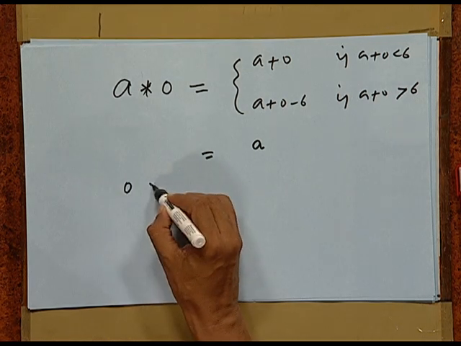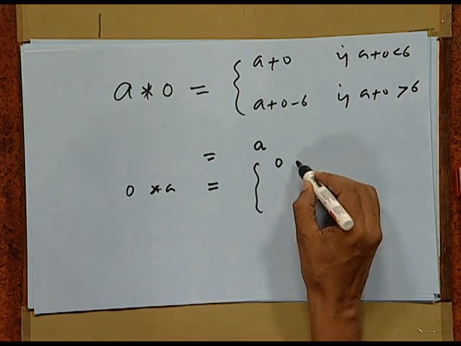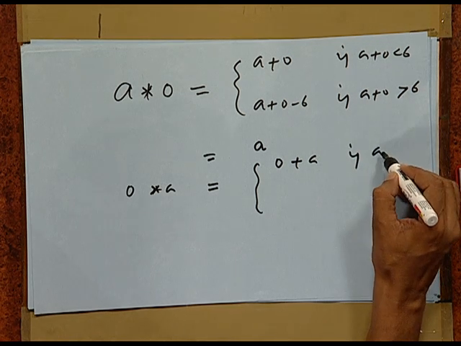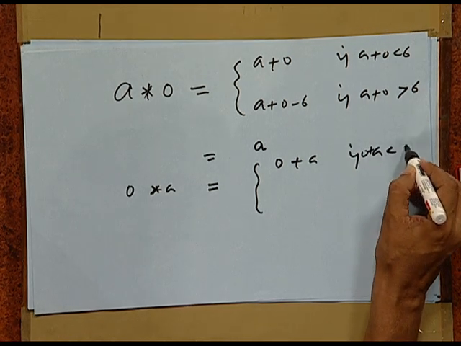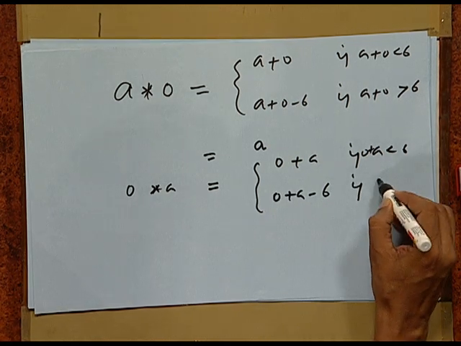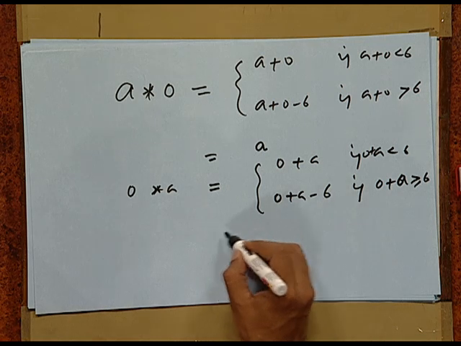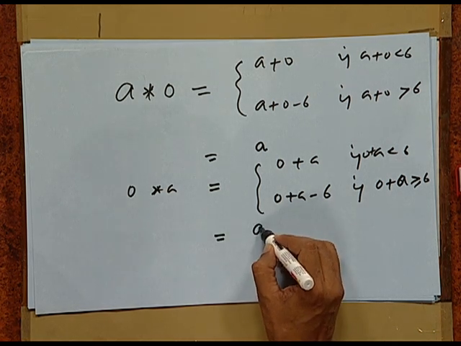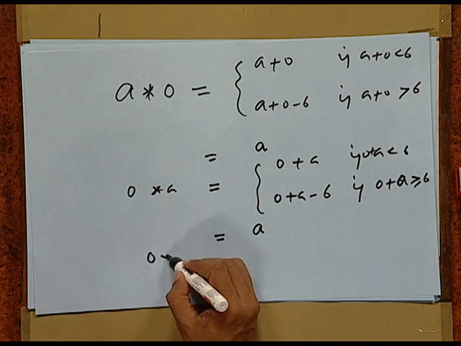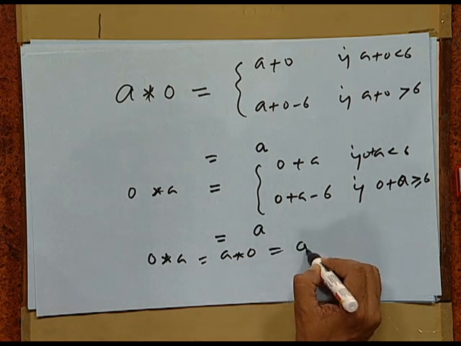Also, 0 star a, this equals 0 plus a if 0 plus a is less than 6, and 0 plus a minus 6 if 0 plus a is more than or equal to 6. Here again it comes down to simply a. Thus we found that 0 star a is a star 0 is equal to a. So, we conclude that in this problem, 0 is the identity.